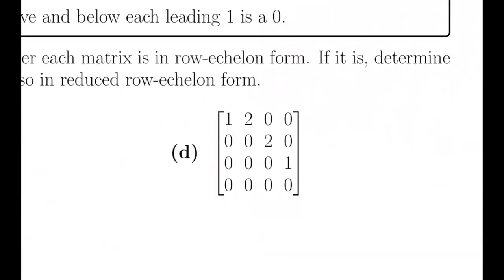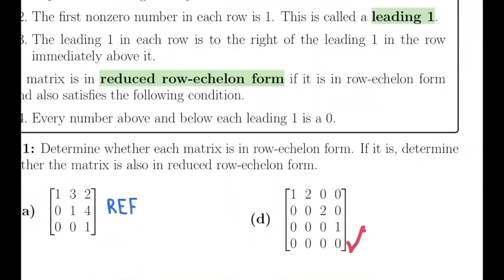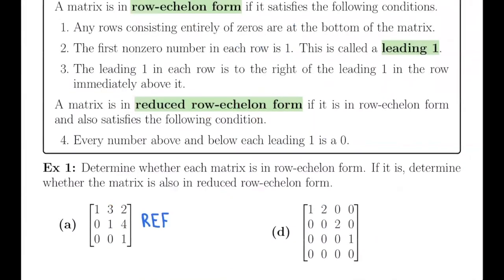Okay, now it's going to get slightly tricky. So part D, is this row echelon form? Okay, so first of all, we have a zero row and it is at the bottom. It is the only zero row, so the first condition is met. Could you scroll up to the second condition? Okay, so the first non-zero number in each row is one.